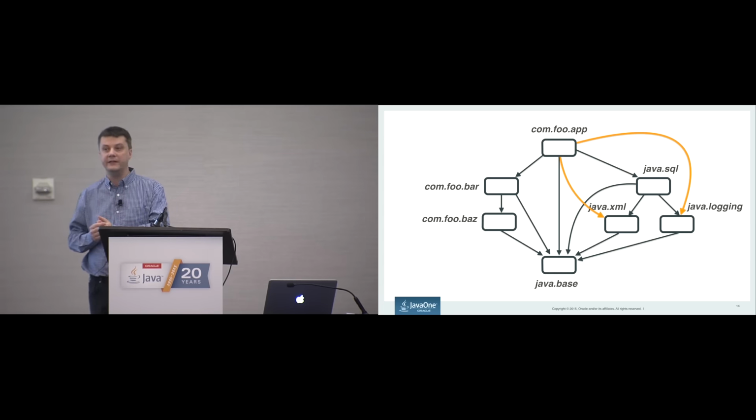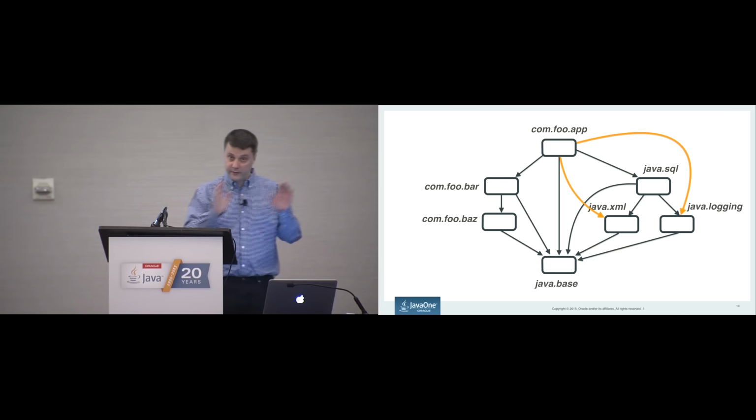These new edges that I've added, based on this new concept of implied readability, are these yellow or orange edges in this graph. There's one additional one that I haven't shown, and that is the Confu app to Java XML. This is also because of implied readability, because as I said a few minutes ago, the Java SQL module has some types in its API that are XML types. Okay, so that's how we went from dependencies to a readability graph.